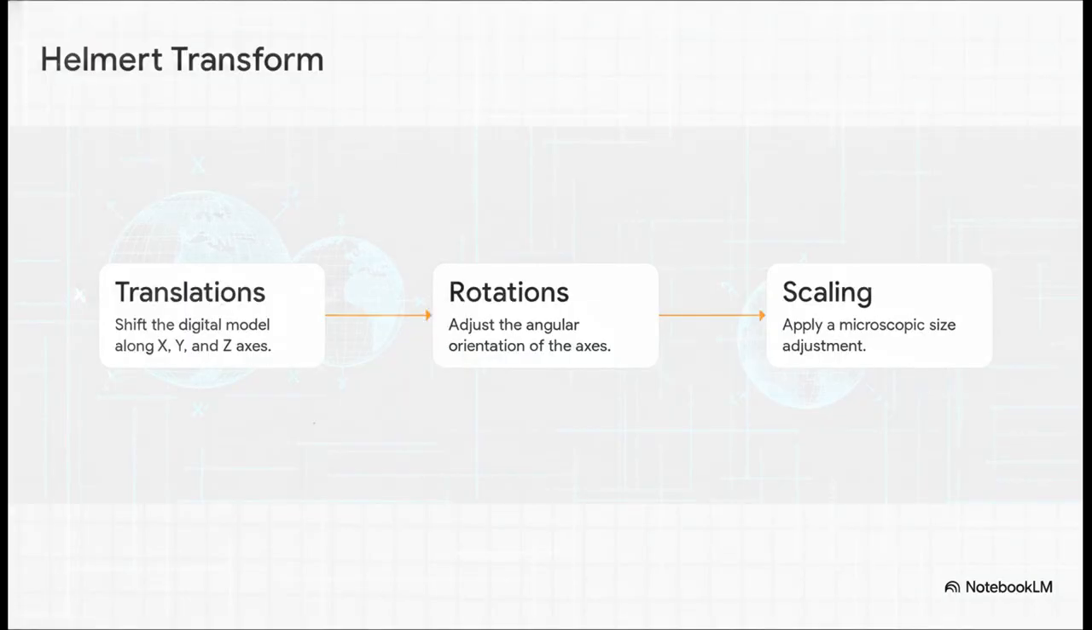To actually execute this shift, cartographers use something called the Helmert Transformation Protocol. It's a precise 7-parameter programming sequence to convert spatial data between different reference systems. Step 1, 3 translations. We literally shift the digital model along the X, Y, and Z axes. Step 2, 3 rotations, where we adjust the angular orientation of those axes. And step 3, 1 scaling, which is just a microscopic size adjustment. With these 7 definitive steps, we can translate any geographic point from one mathematical reality seamlessly into another.